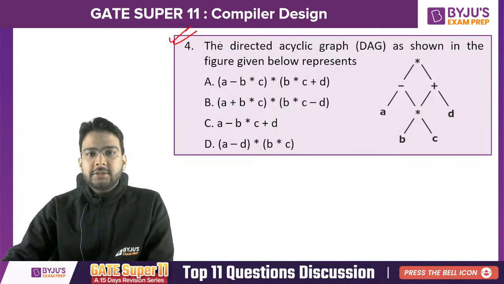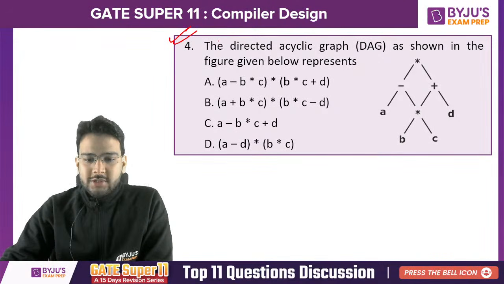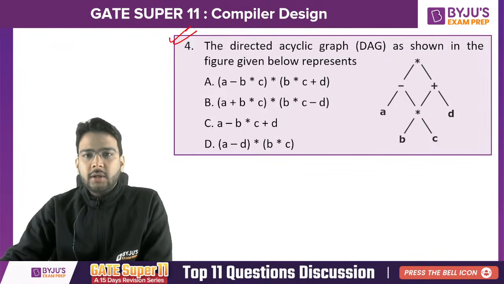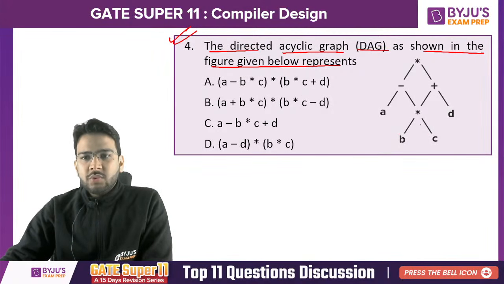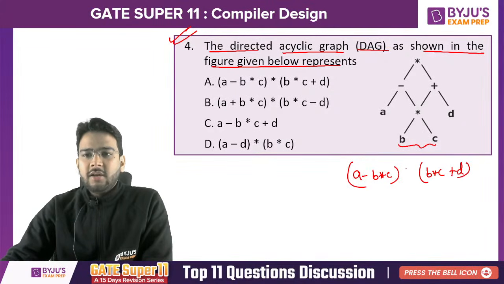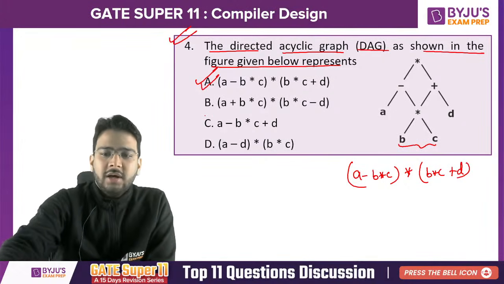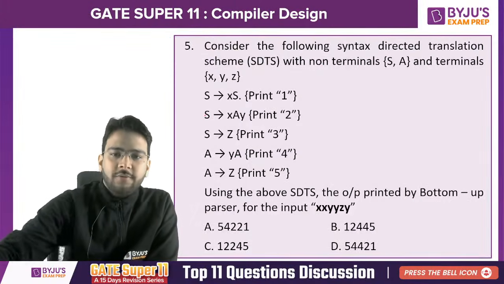Yes, what should be the answer for this question number 4? Most of the students are saying option A should be the correct one. The directed acyclic graph DAG as shown in the figure given below represents what? So first we are evaluating this B star C, then it is A minus, right? And here it is B star C, then we are adding D, and then finally we are multiplying this. So it is nothing but option A. Option A is the correct answer for this question. Very good, all of you.